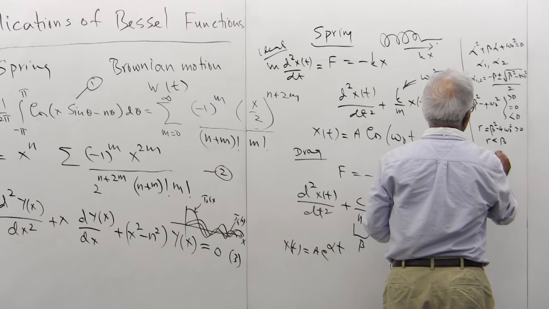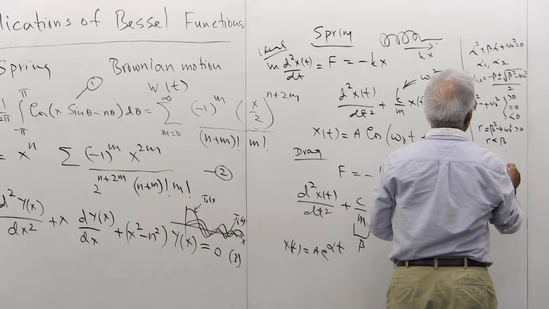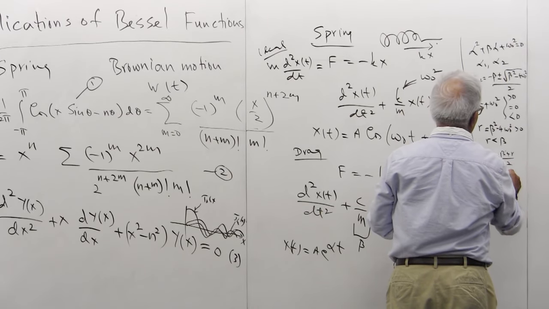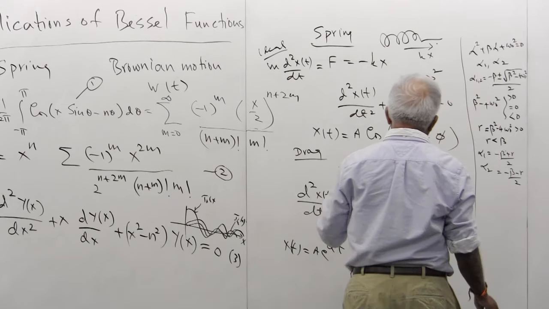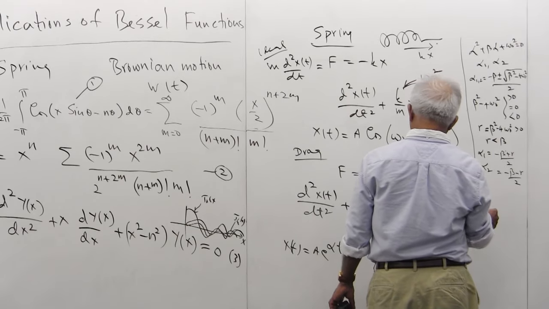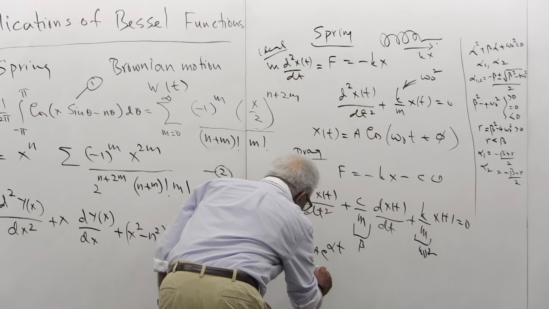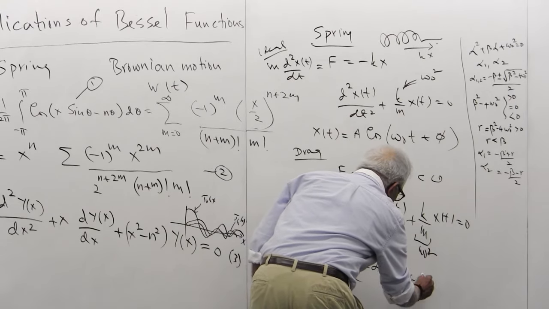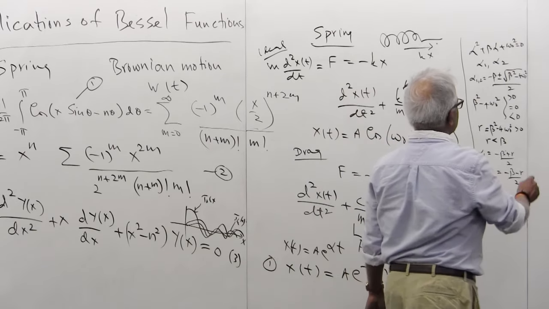So alpha 1 would be minus beta plus gamma, and alpha 2 is minus beta minus gamma, by 2. Both are negative, and so it will be two damped exponentials. So the solution in case 1 would be x of t equals a e raised to minus alpha 1 t plus b e raised to minus alpha 2 t. That's the first case, overdamped.